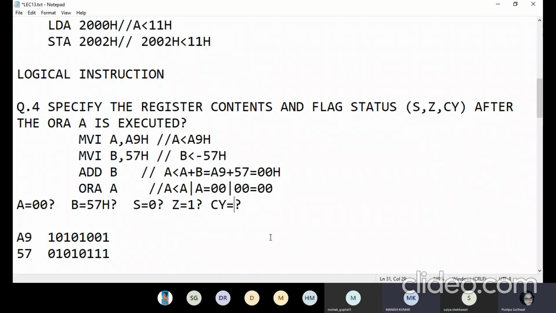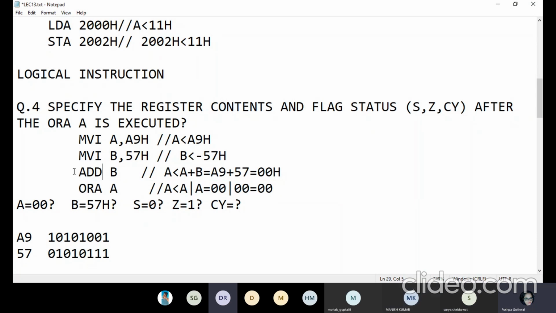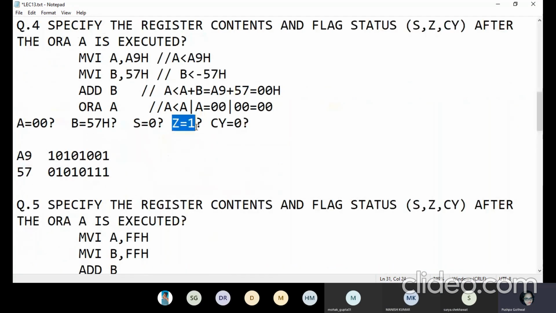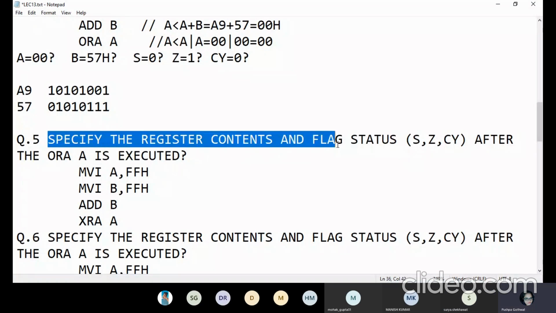No, we did OR, so where will the carry be 1? We did 0 0 plus 0 0. We are not talking about that one. We are talking about after the execution of ORing. Okay? So after the execution of ORing, we don't have any carry. This is 0. So only this flag is affected. Are you getting my point? Is it clear?